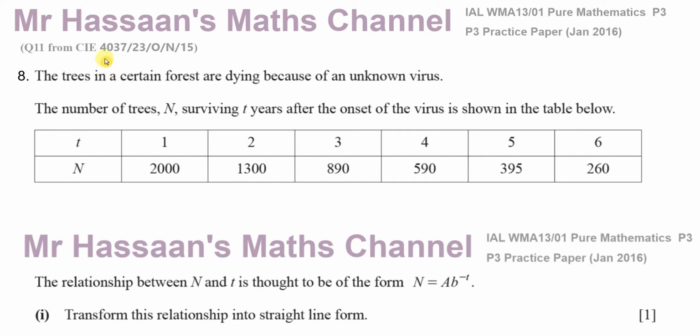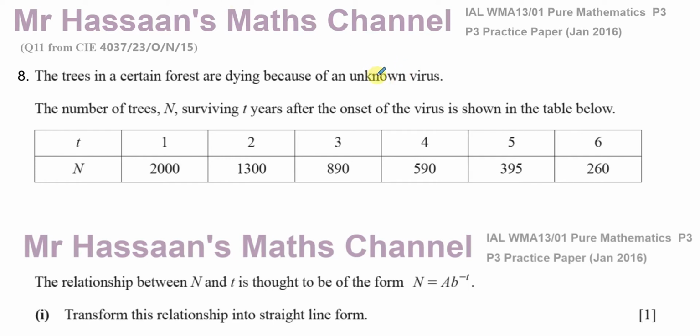And this is from a Cambridge Additional Maths paper, question 11 of November 2015, paper 2-3 of the Additional Maths syllabus 4037. And this is about logarithms and how to convert something from exponential form into straight line form, y equals mx plus c. And as I said, this is something new in the P3 syllabus.